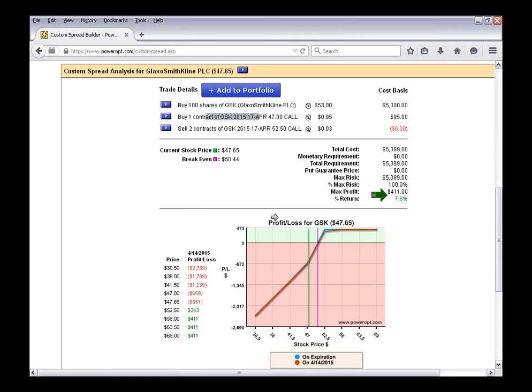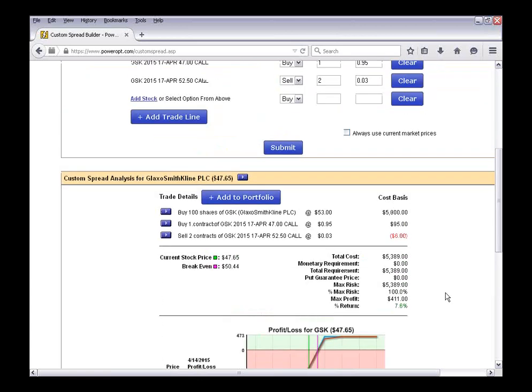Am I saying that I think GSK is going to be trading at 52.50 at April expiration? No. This goes back again to why we always want to reevaluate our sentiment on the stock and reevaluate the graph of any repair technique before we enter the position as well to make sure it matches our goals. But this is one possible repair.